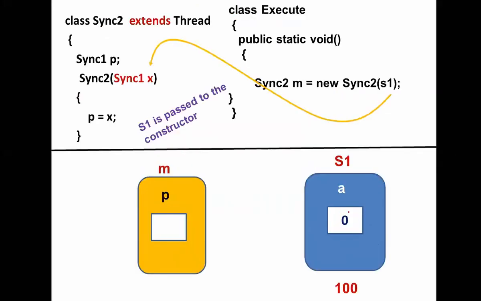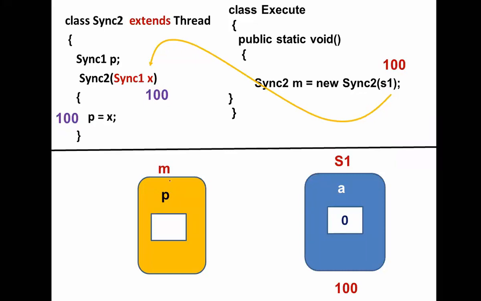So exactly what's happening out here, observe, this is what my class sync2 looks like. When I write sync2 m is equal to new sync2, this has created the object. This s1 from over here gets copied to this x, and then x gets copied to p. But when you're passing an object, you're actually passing the address of that particular object. So over here, when I've passed s1, it is not object s1 per se that is passed. You have passed the address. So this address of object s1 is say 100. That is passed to x, which then goes to p.